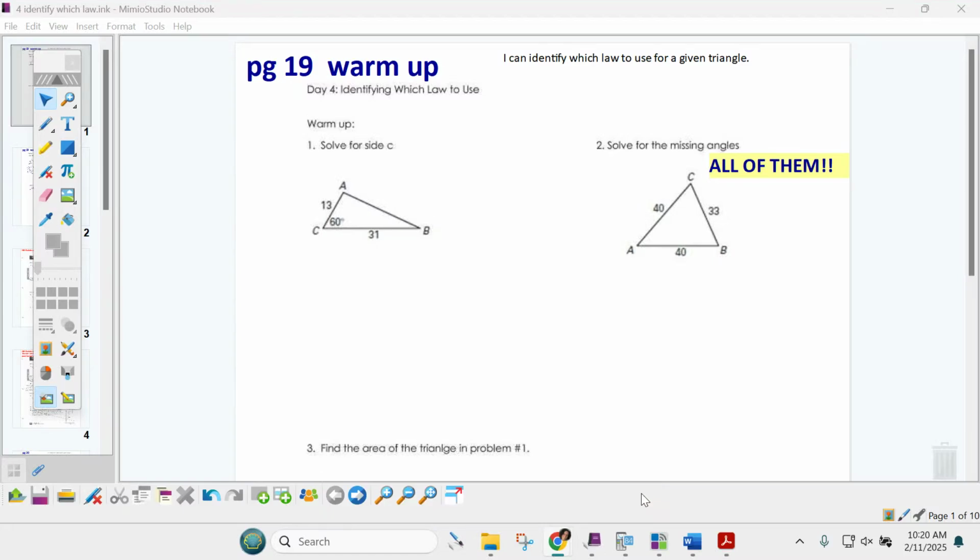Okay, so today we're going to apply all the different laws, law of sine, law of cosine, and figure out when to use each one. So let's start on page 19. Pause the video here and try the warm up.